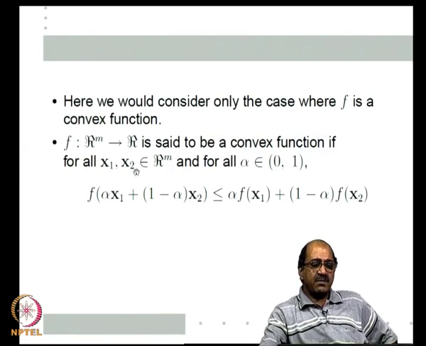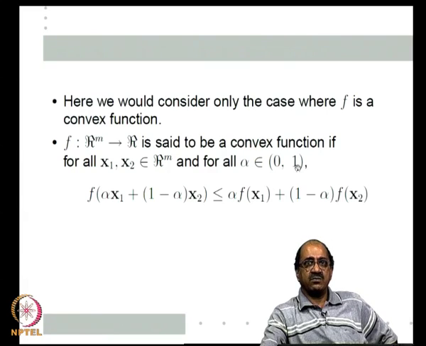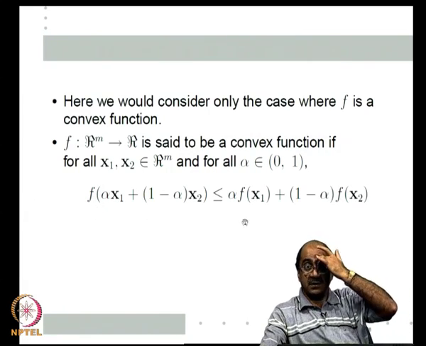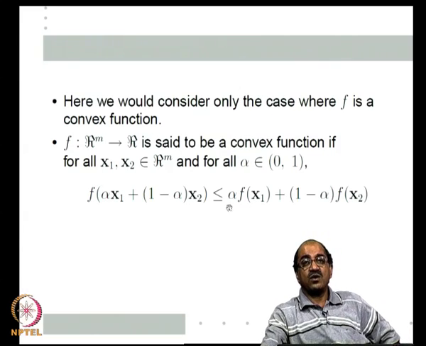A function f from R^m to R is said to be convex if for every x1, x2 in R^m and all real numbers alpha in the open interval (0,1), that is, alpha strictly between 0 and 1 (of course, it can even be the closed interval [0,1], but it does not matter), f of alpha x1 plus (1 minus alpha) x2 is less than or equal to alpha times f of x1 plus (1 minus alpha) times f of x2.